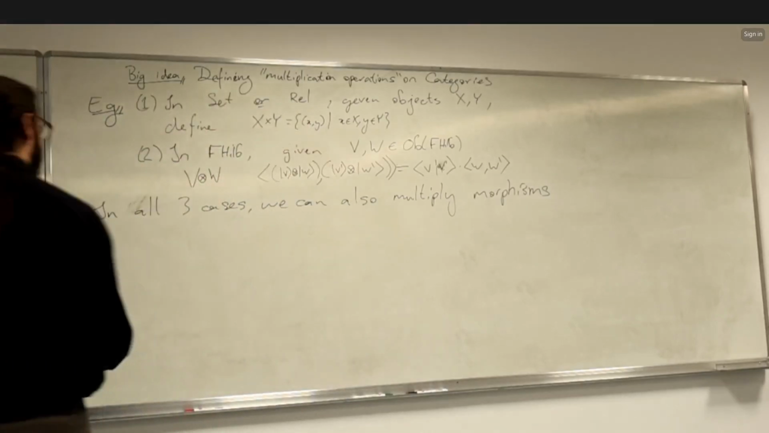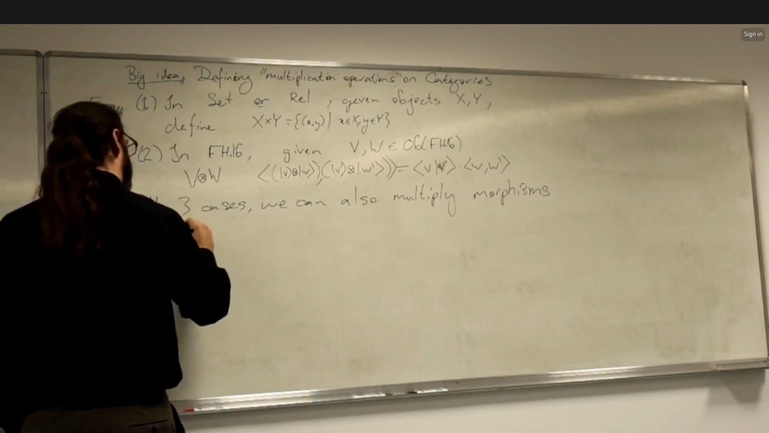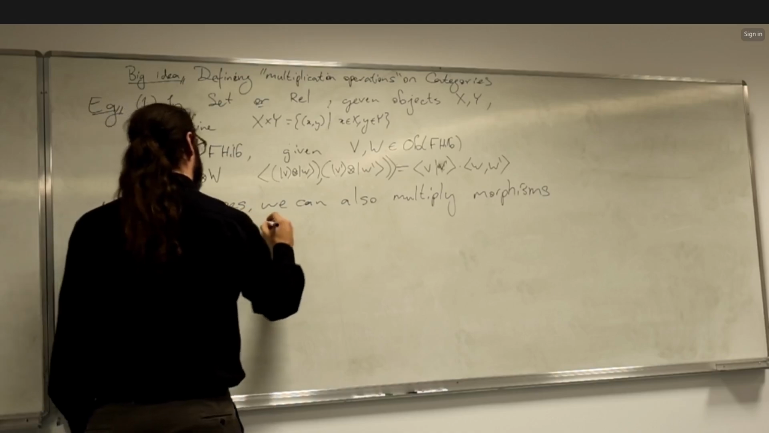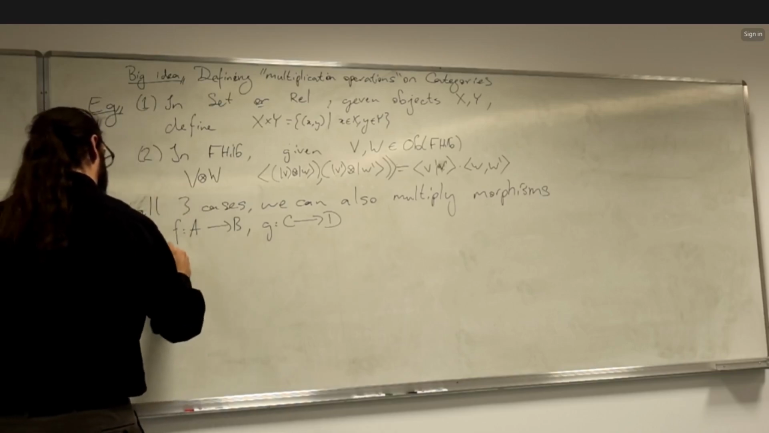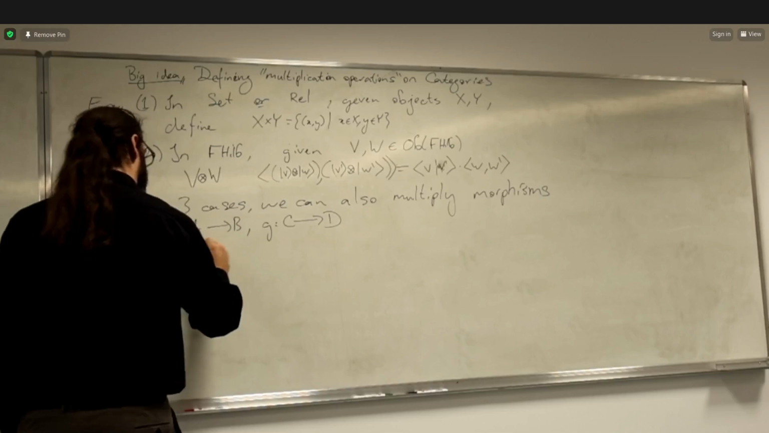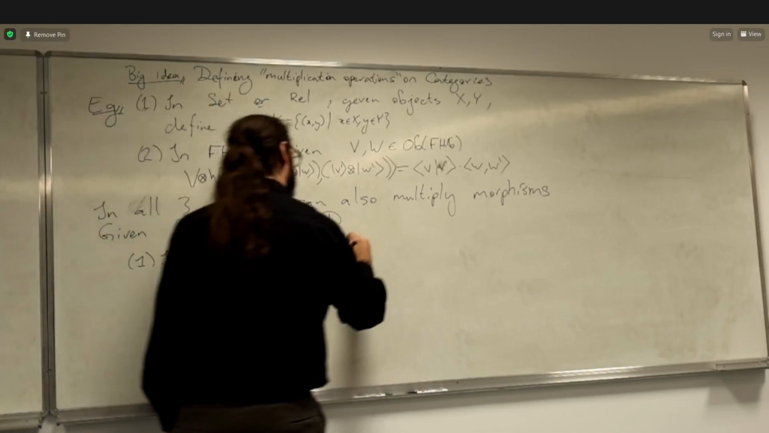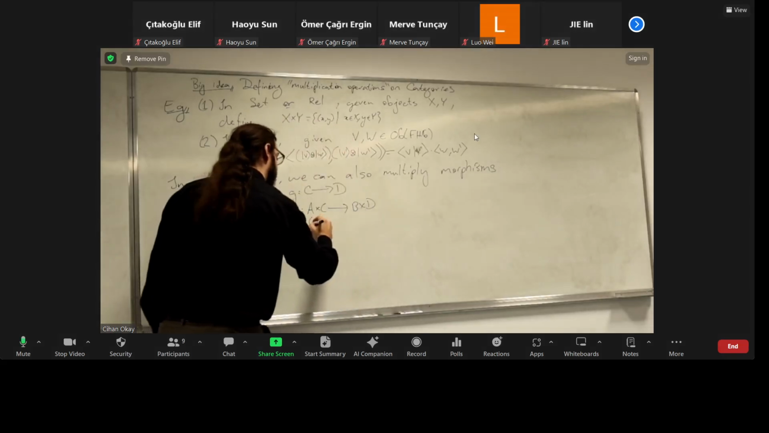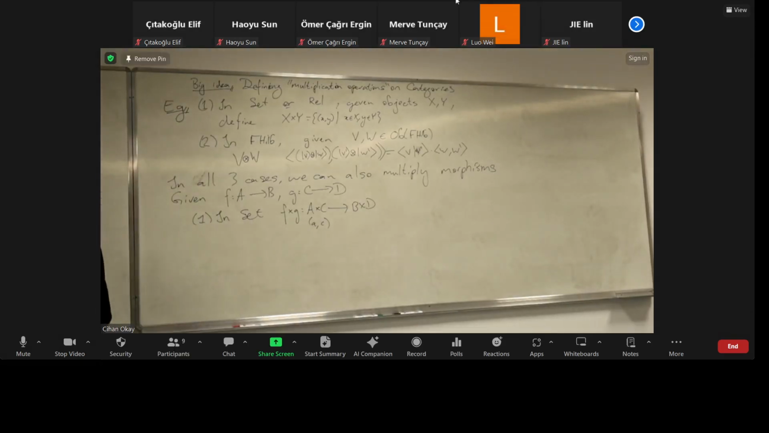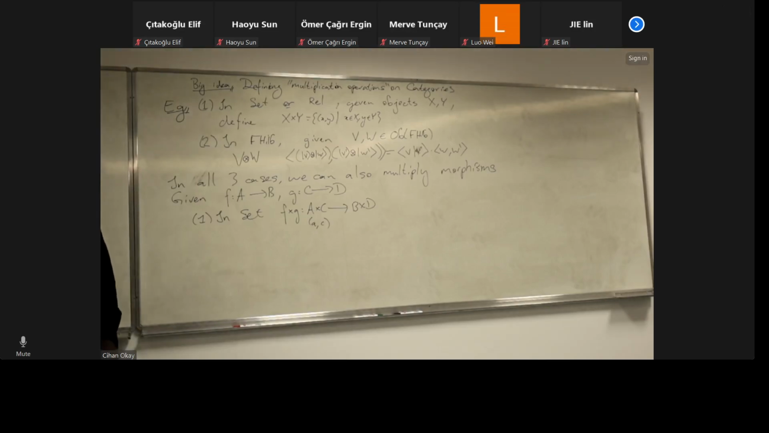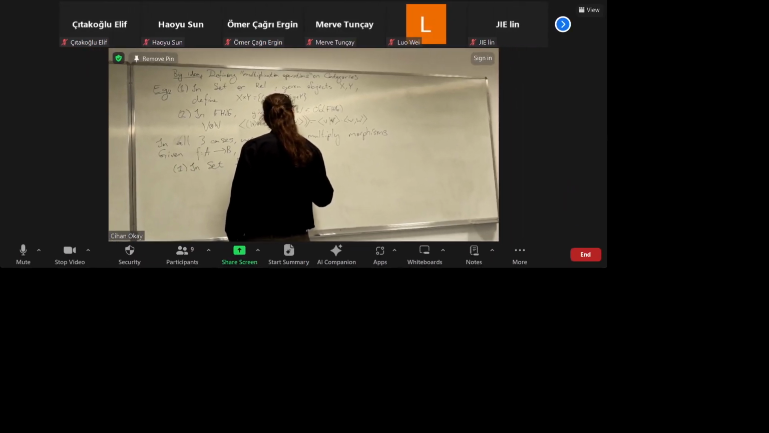So in set, let's say, given f from A to B, g from C to D? Well, firstly, in set, what should f times g from A times C to B times D be? What should it send (a, c) to? Yes? Yeah. f of a, g of c.